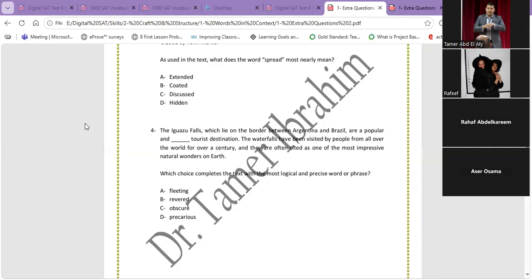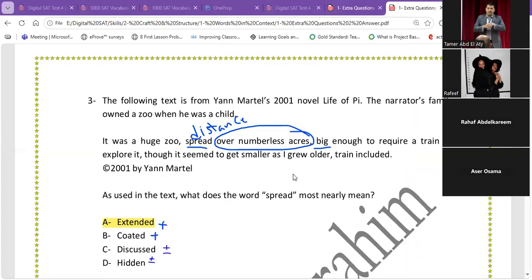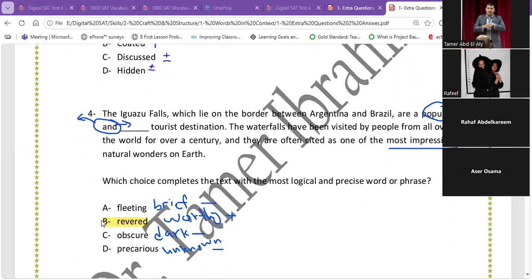Okay. We have here two that got it wrong. Unfortunately, let's find out together. Fleeting means brief, مختصر, so it can be neutral or negative. Revert means worthy, positive. Obscure, dark, negative. Precarious means unknown, negative. So as you can find, if we're going to match it with the connotation, we have A, C, D, negative. The only one that is positive is B. So it can be B.